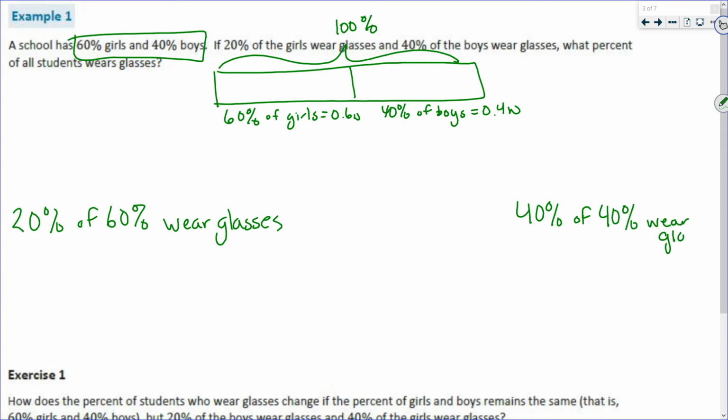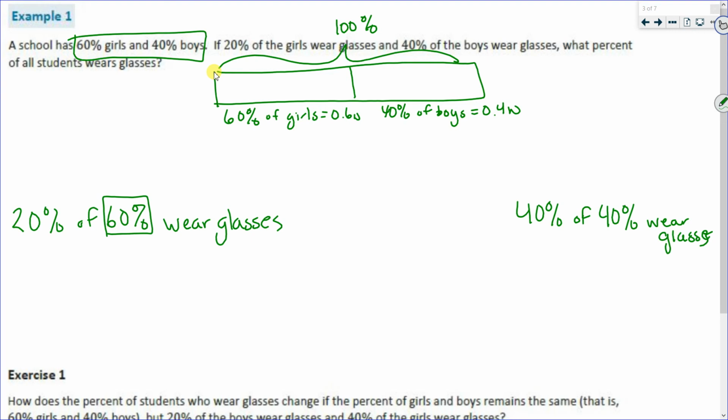Now, what are you talking about, Mr. Hale? Okay, so 60% represent girls, 40% represent boys. So 20% of the girls, well, the girls represent 60%. So 60% of the girls wear glasses, whereas the 40% represents the boys. 40% of that 40% wear glasses. So how do we come up with our answer?